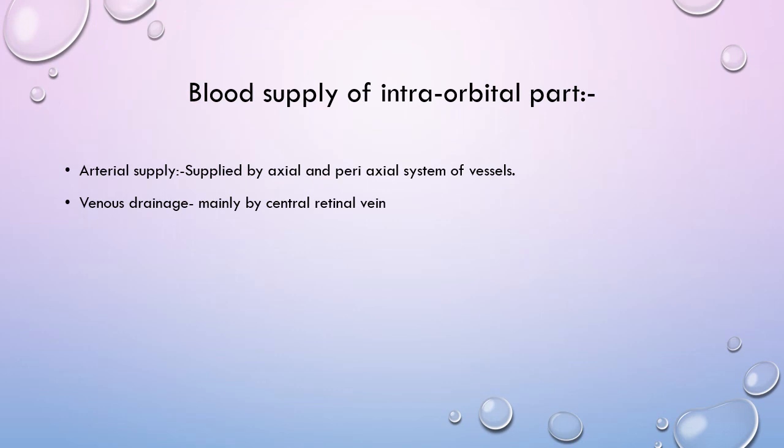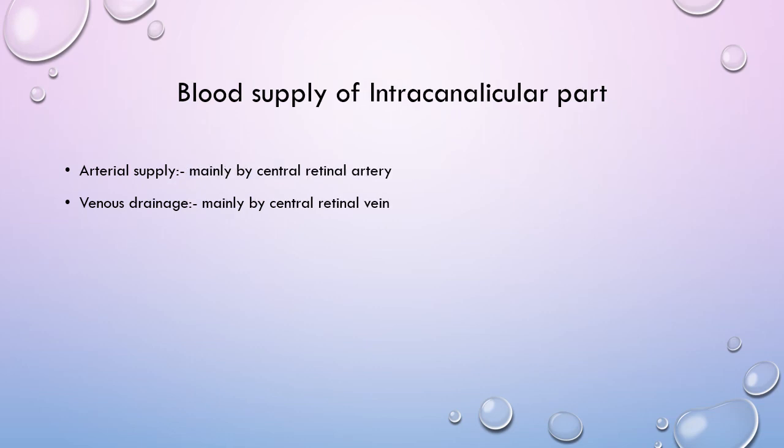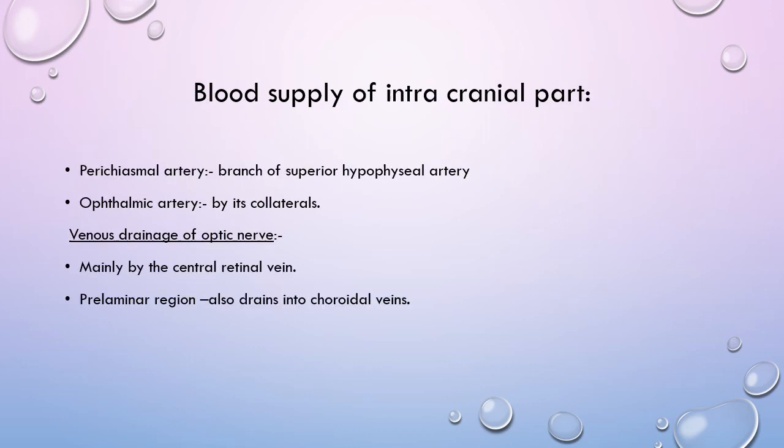Then the blood supply of the intraorbital part. It is supplied by the axial and peri-axial system of vessels. Venous drainage is mainly by the central vein. Coming to the blood supply of the intracanalicular part, again it is mainly supplied by the central retinal artery, and venous drainage is by the central retinal vein. Blood supply of the intracranial part is from the prechiasmal artery, a branch of the superior hypophyseal artery, and the ophthalmic artery by its collaterals. Venous drainage of the optic nerve is mainly by the central retinal vein. The prelaminar region also drains into choroidal veins.